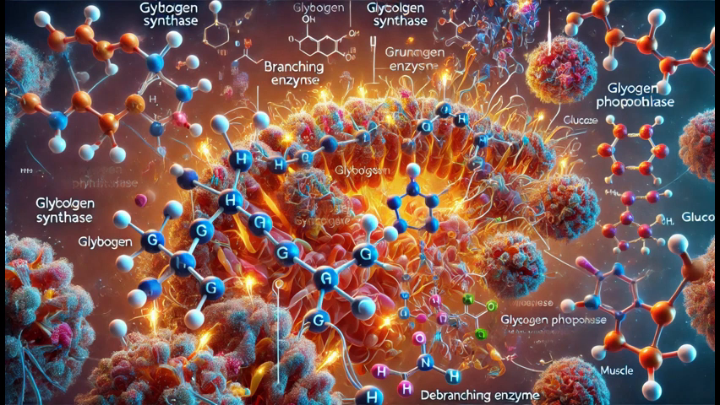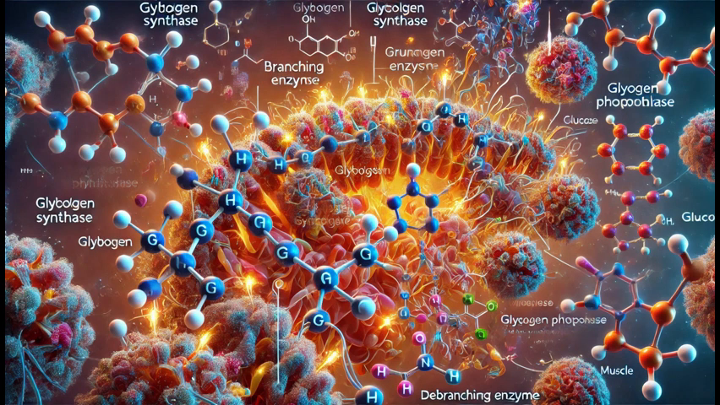Exactly, and the two major players here are epinephrine, also known as adrenaline. Our fight or flight hormone. Right, and glucagon, which is released when blood glucose levels drop. So both of these hormones ultimately lead to the activation of phosphorylase kinase. Exactly. And that sets off the cascade for glycogen breakdown. So whether we're facing a sudden threat or just haven't eaten in a while, our bodies have a way to quickly mobilize those glycogen reserves. Get that glucose flowing. Exactly.